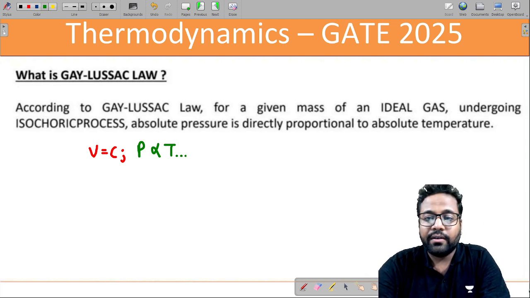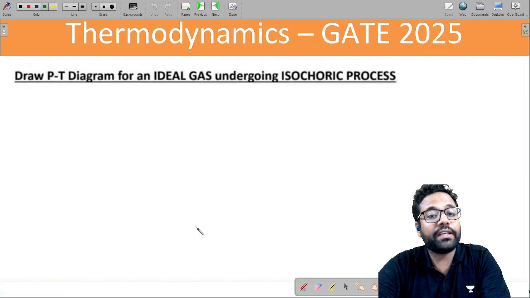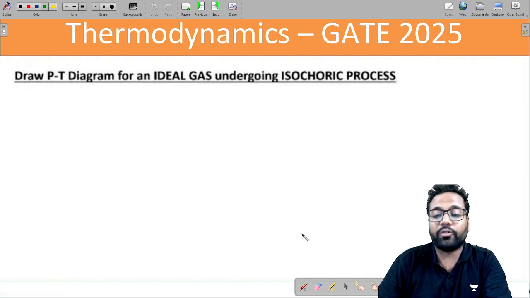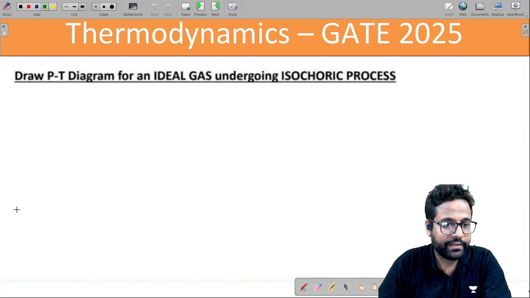Okay sir. Moving ahead, sir, draw the PT diagram for an ideal gas undergoing an isochoric process. Now, what is this PT diagram? Pressure versus temperature diagram.